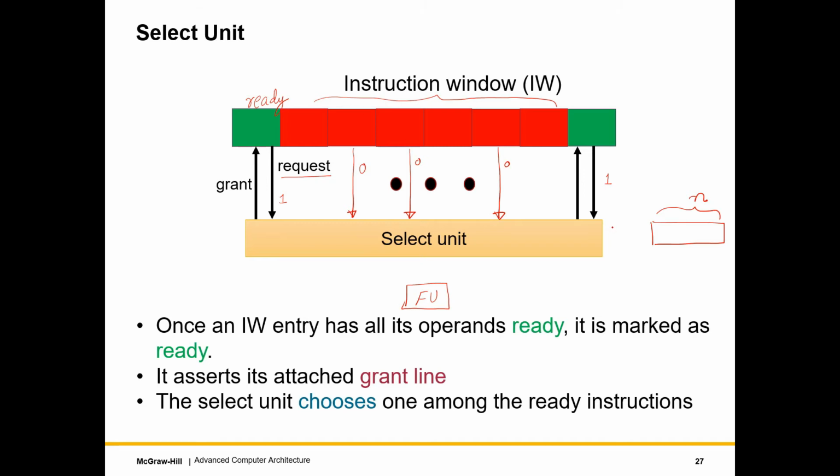Out of the n inputs, a few are 1, a few are 0. If it's 1, it clearly means it is interested to be selected. So one among these requests is selected, which one we will see later. Then the one that is selected, let's say this instruction, has its grant line asserted to 1, and the grant lines for all the others remain at 0. So that entry can proceed forward and read its data and execute. You read the register file subsequently and you execute.